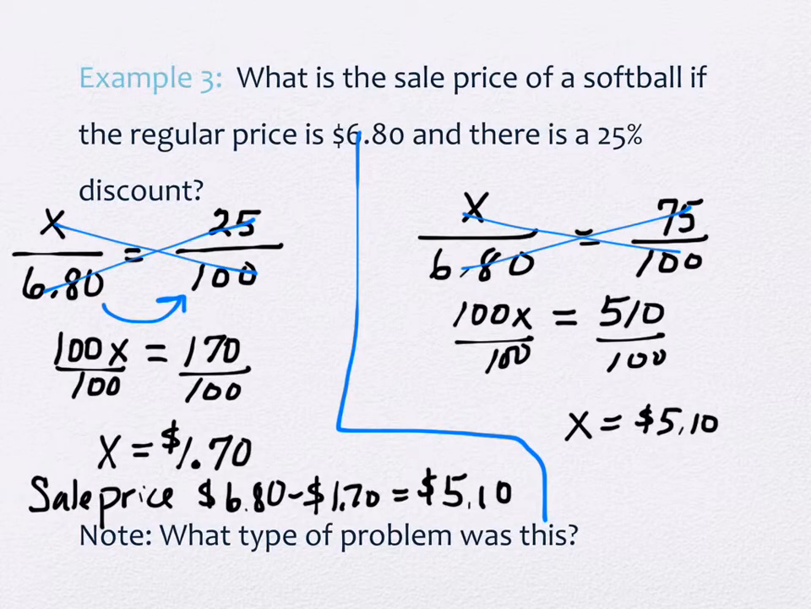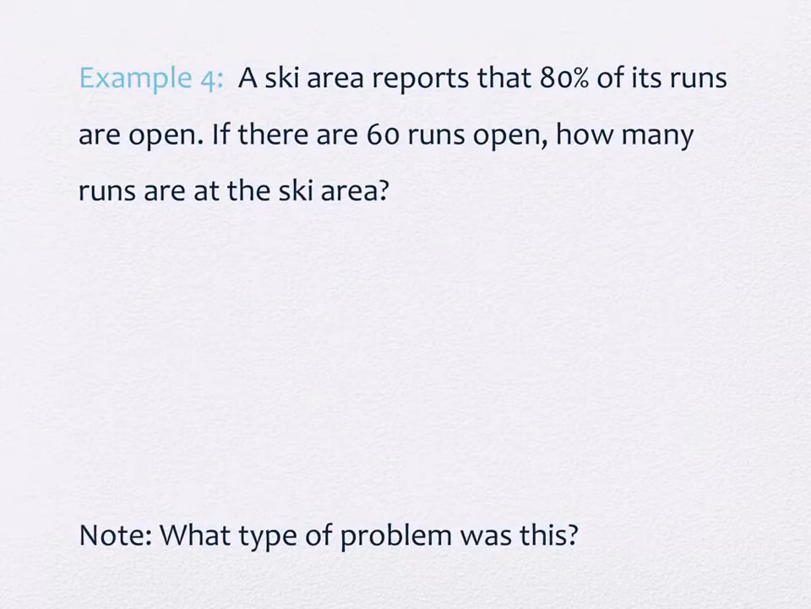Okay? All right. What type of problem was this? Is that our first one? Yeah, it is, right? Yeah, the first one. This is finding a percent of a number. So this is problem number 1, or problem type number 1. All right, question 4, example 4.